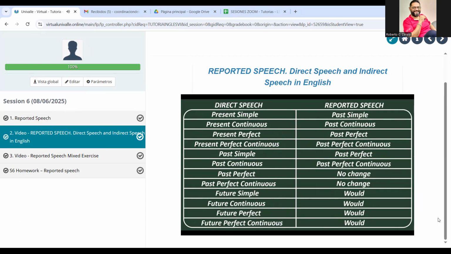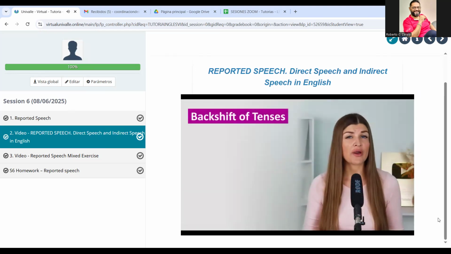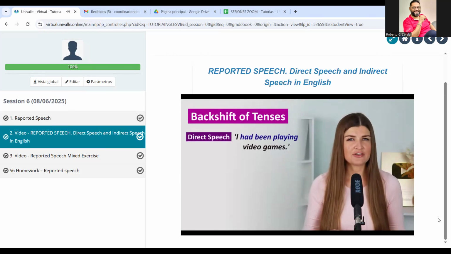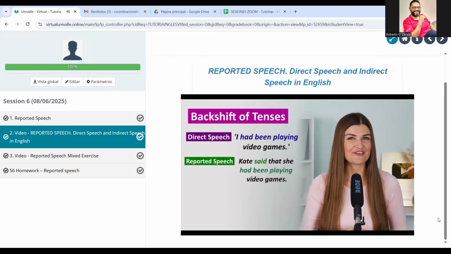Take a look at the past perfect and the past perfect continuous tense. There are no changes. We can't change these tenses. We can't really go any further back in the past. "I had been playing video games." Kate said that she had been playing video games. We don't need to change the tense here.